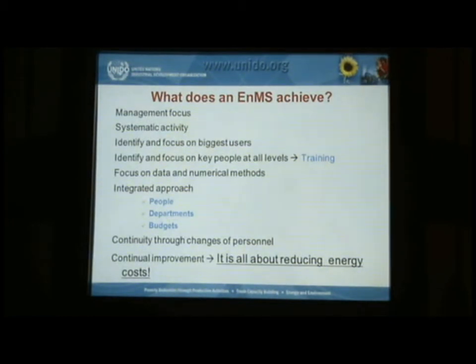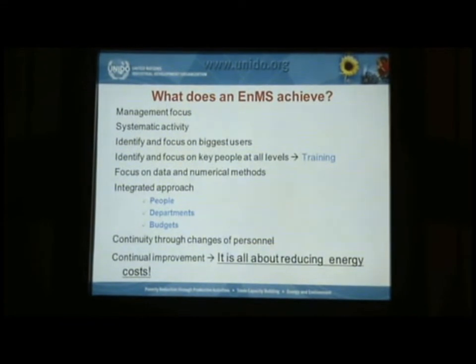And at the end, it's continual improvement and all about reducing energy costs. Although we talk about energy efficiency and so on, ultimately it's reducing energy costs. And if you can reduce the energy costs, you can also withstand the rise in the tariff and so on.